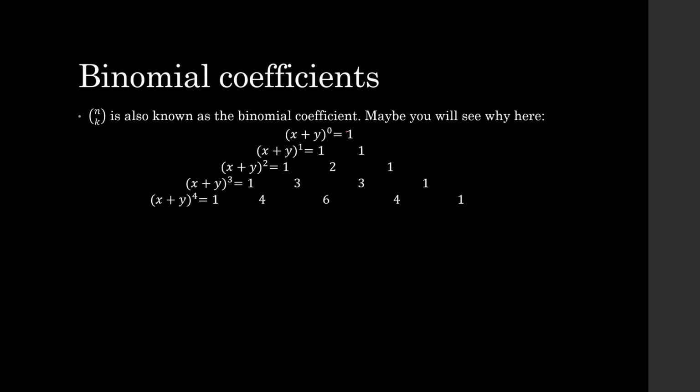now you should notice I've got 1, I've got 1, 1, I've got 1, 2, 1, 1, 3, 3, 1, 1, 4, 6, 4, 1. And these are exactly the elements of Pascal's triangle. And you'd see that if you expand x plus y to the 5, maybe that's an exercise for you to do, you'd have 1, 5, 10, 10, 5, 1, which is the next row in Pascal's triangle. And you can keep going like that for infinity.